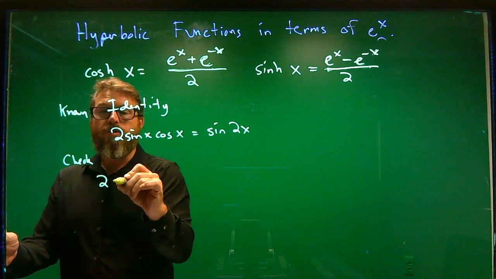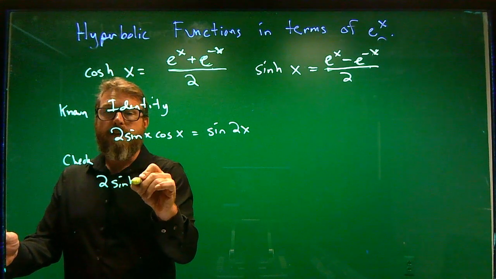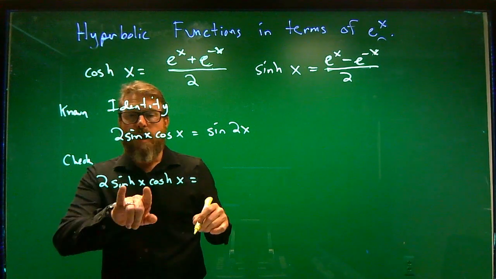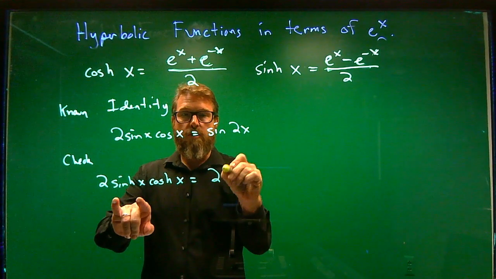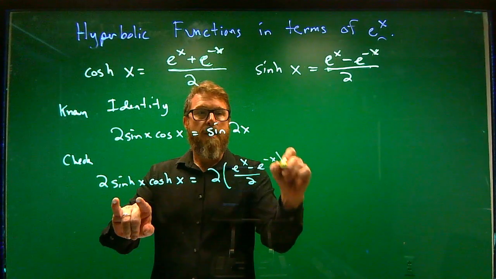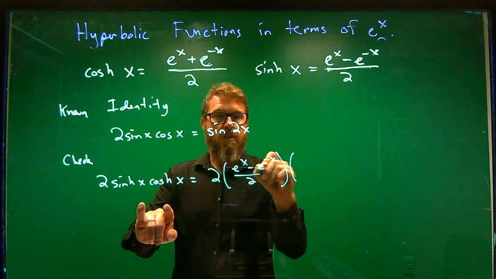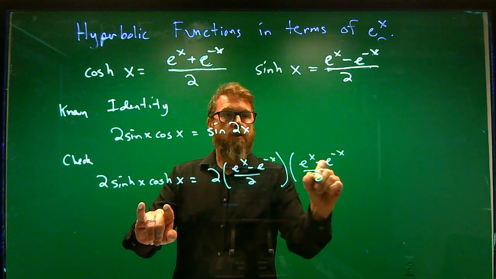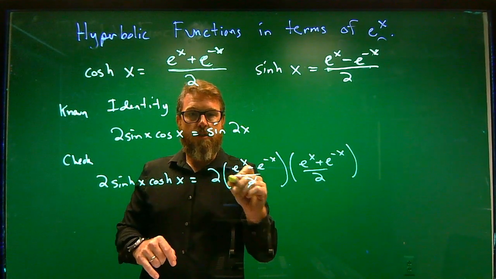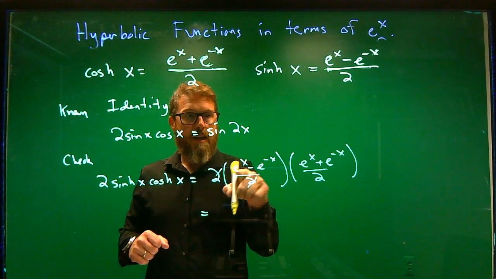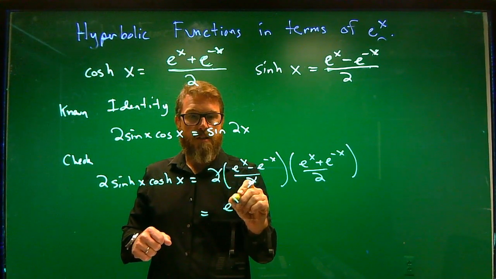What about 2 times the hyperbolic sine of x times the hyperbolic cosine of x? Well, the hyperbolic sine of x is this, so this is going to be 2 times e to the x minus e to the negative x all over 2, and then the hyperbolic cosine is just a plus instead, so e to the x plus e to the negative x all over 2. So we can see that these 2's will cancel, and then I can multiply these numerators together, so e to the x times e to the x is going to be e to the 2x.